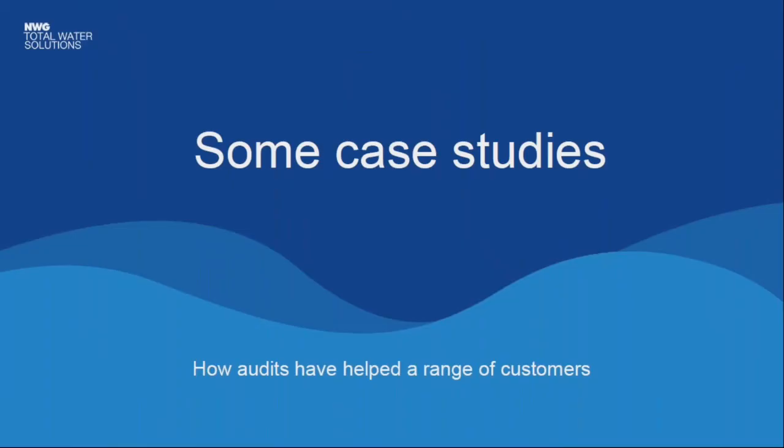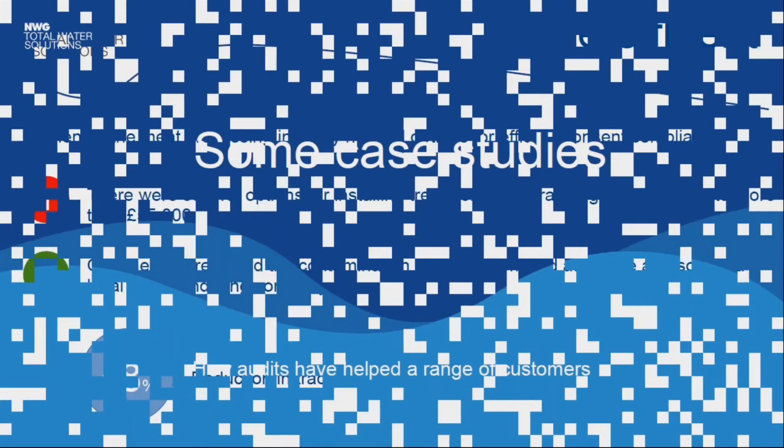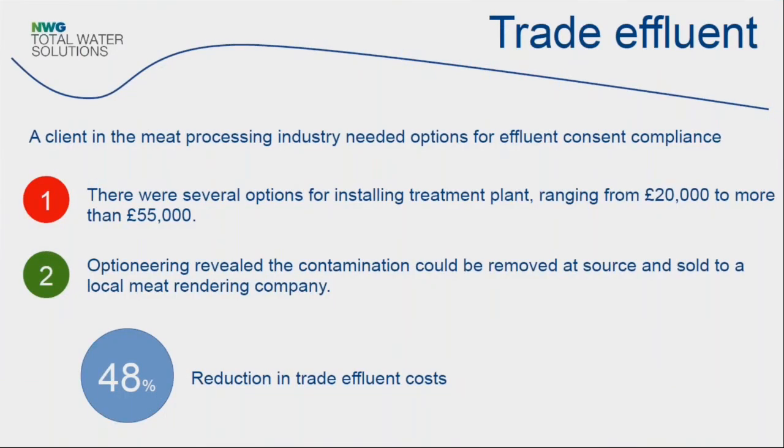So let's have a look at a little bit more detail about some case studies. This was a client in the meat processing industry. This is a trade effluent example. They were failing their trade effluent consent, and they were very worried about it, and they thought they were going to be prosecuted. And their trade effluent costs were increasing.